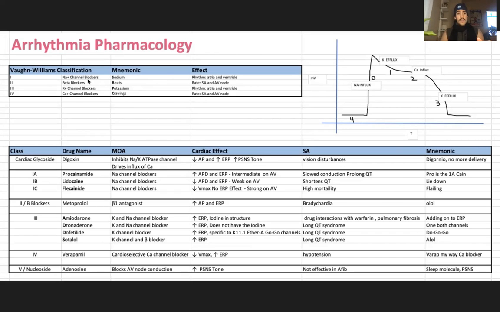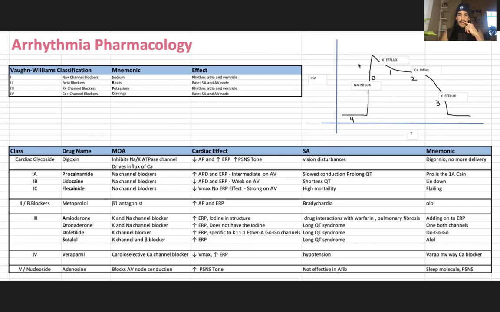The effect on these: 1 and 3 are going to affect rhythm. So the sodium and potassium blockers are going to affect rhythm. And then the beta blockers and the calcium channel blockers are what you're going to use to affect the actual rate.